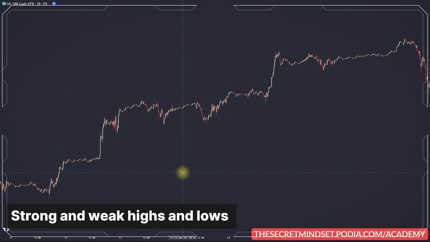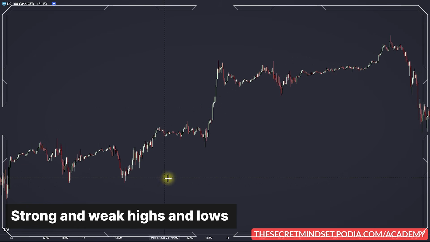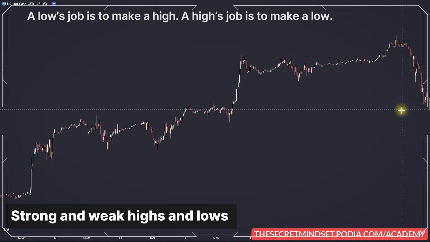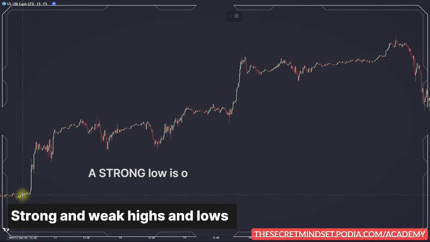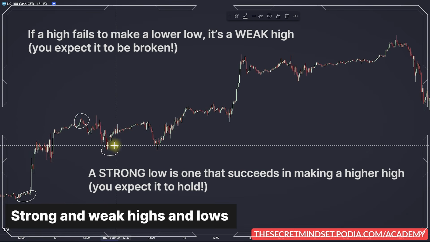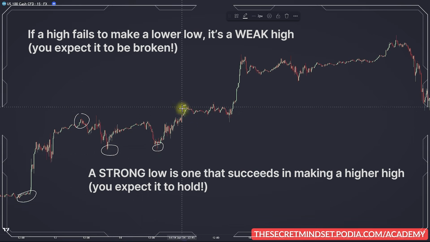Now let's talk about strong and weak highs and lows. A low's job is to make a high. A high's job is to make a low. In a bullish market, we have a series of strong lows. A strong low is one that succeeds in making a higher high. If a high fails to make a lower low, we call it a weak high. This is important for setting targets. In a bullish market, we like to buy at strong lows and target weak highs.